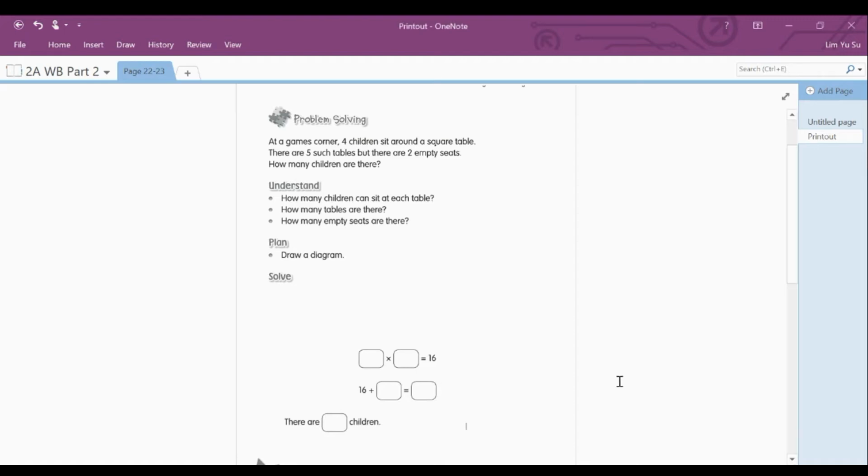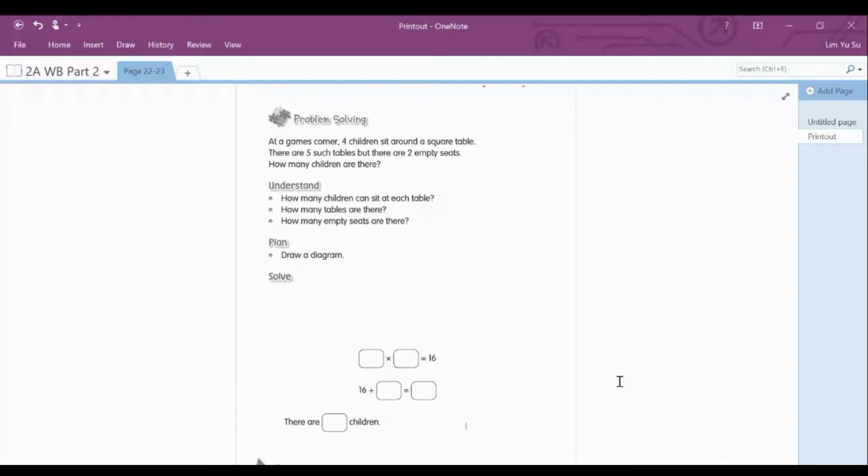Now we are going to work on a problem solving question. This is your workbook 2A part 2, page 22 to page 23. In this question, we want to try to solve this problem. It is a little bit more challenging. So we are going to see how we can solve it with a heuristic called draw a diagram. This problem solving method is particularly useful for solving questions such as the one here. Now we'll see why that is so.